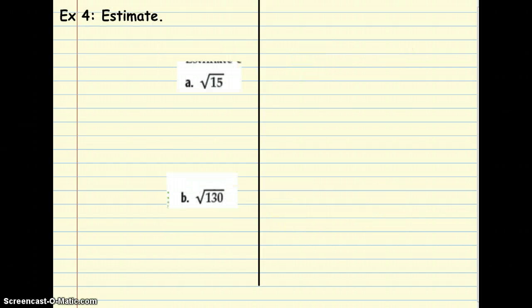All right, our last example here, we need to estimate each of these two square roots. And we were just talking about perfect squares. And so now we need to try and estimate where the square root of 15 would be. So I want to think of perfect squares. So I know I have 4, 9, 16, 25, and I'm going to stop because I know that 15 falls between 9 and 16.